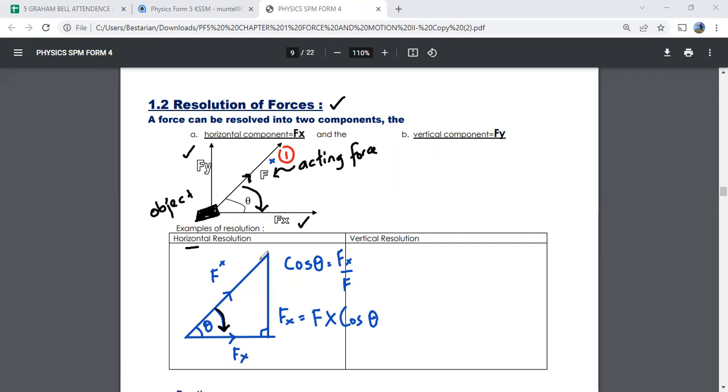So what we do, we find the relationship between them in a right angle triangle. Always the rule here: the actual force must be the hypotenuse. So when the actual force is changed to any other direction, it must be the hypotenuse. You draw a right angle triangle. What is the relationship? Cos theta equals Fx over F. So what is the value of Fx? F times cos theta. So you get the value. This is how we solve this.